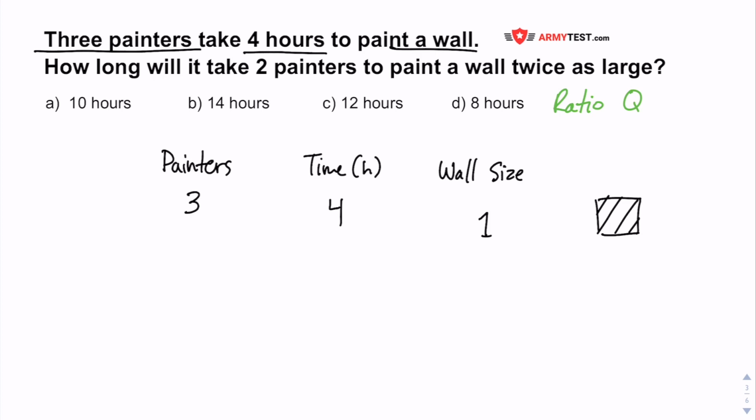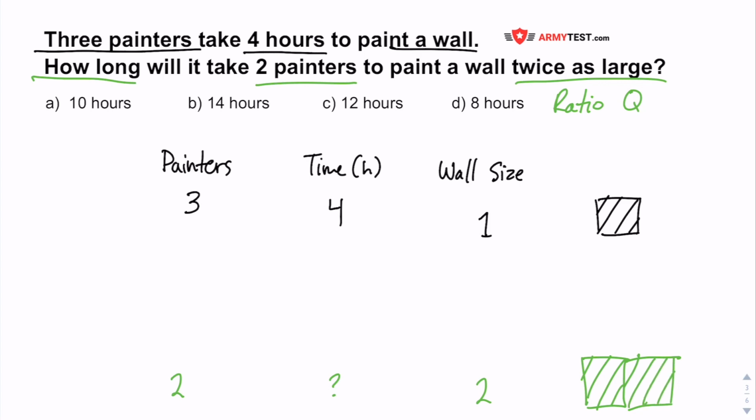So an arbitrary size, size 1. Now what do we want to get to? We want to get to 2 painters and a wall twice as large, and figure out how long it will take them. We don't know how long it will take, but they're going to be painting a wall that's double that first wall, like this.